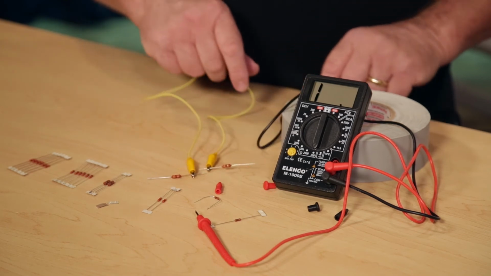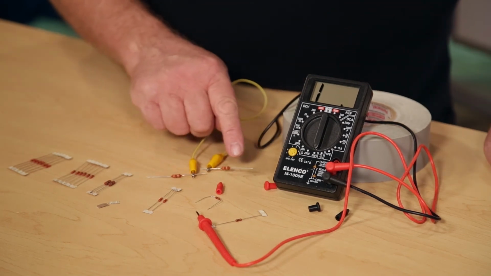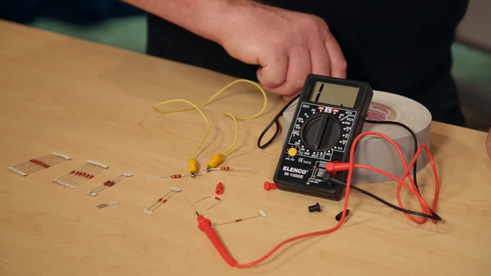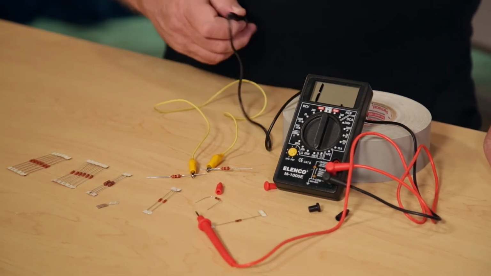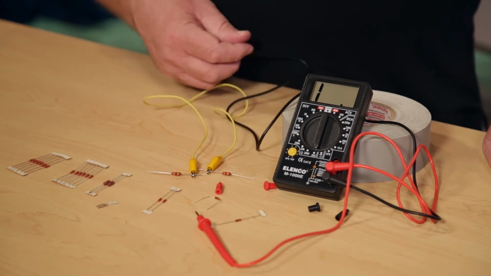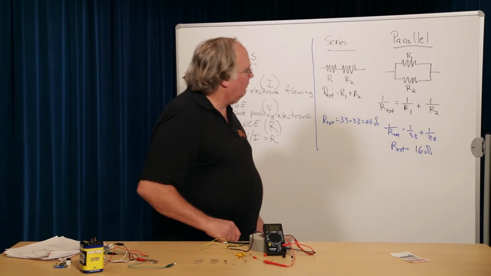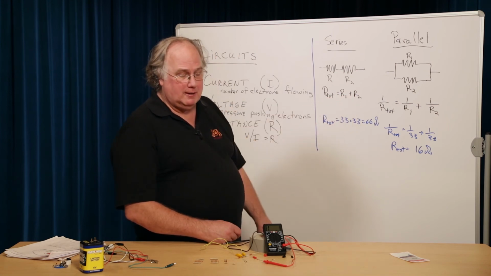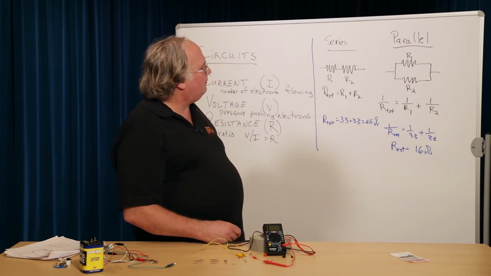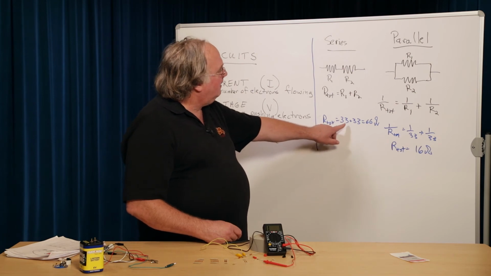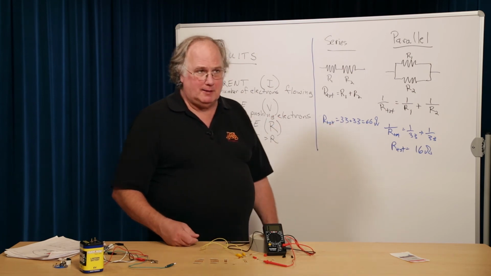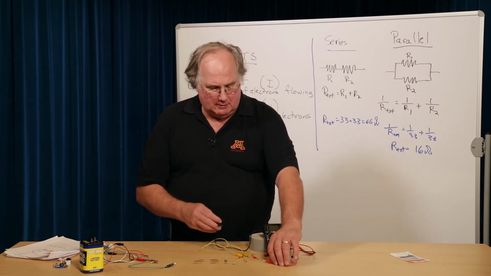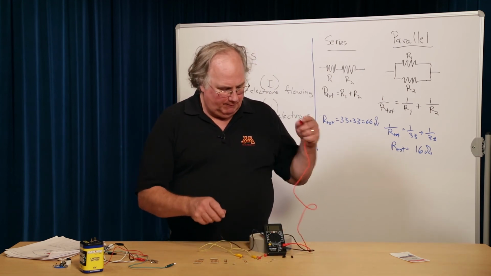And right now I have a circuit from here to here made out of two 33 ohm resistors connected in series. If we go back and look at the board and figure out what the total equivalent resistance of two 33s in series is, you just add them and you get 66 ohms for the whole thing. So let's check and see what we actually have.